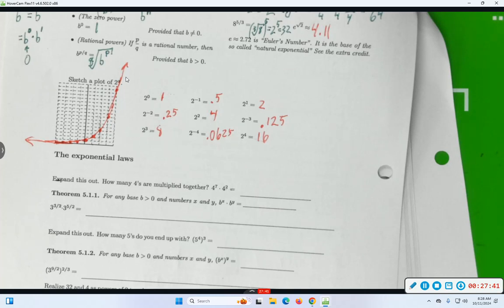Is it even or odd? Nope, not at all. Any other buzzwords that we've said in the past that you see? What's its domain? Negative infinity to infinity, all real numbers. What's its range?